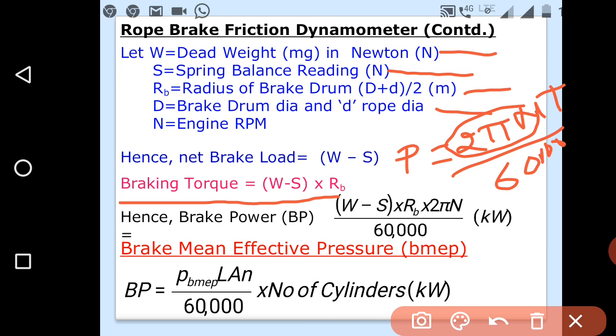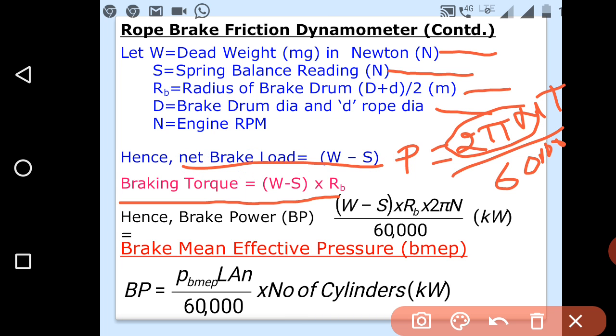Here you have to concentrate on how we calculate brake torque, and how we find the brake power. We should know the dead weight and spring weight, and this will give the net load acting on the brake drum. We have to find the perpendicular distance at which it acts on the flywheel, so that we can find the torque. Once we find the torque, we put it into 2 pi nT by 60,000, so we can get the brake power.